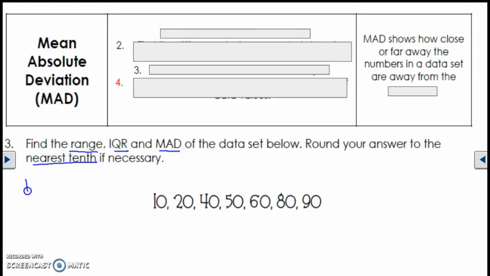So to find the range, we take the largest number and subtract the lowest number. In this case, the range is 80.